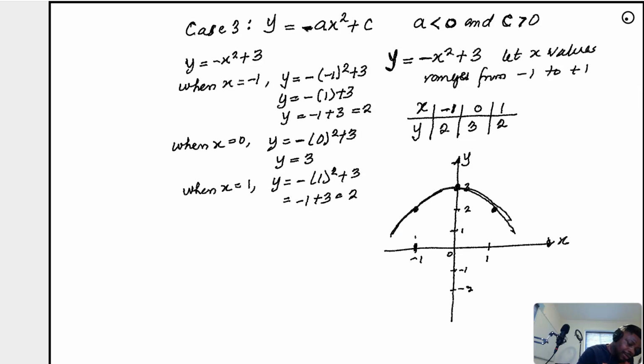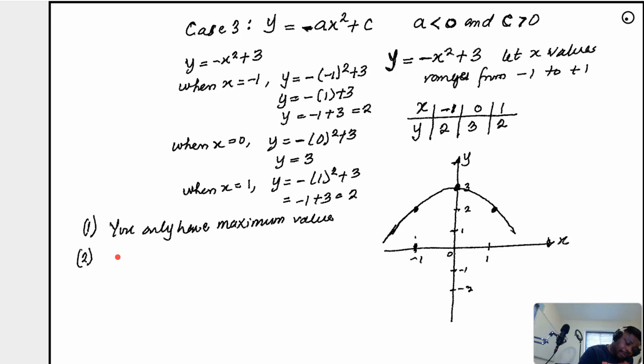Closes downwards. So in that case here, our curve closes downwards. And you already know that if a is less than 0, the curve always closes downwards. So here, what do you see here? You only have maximum value.